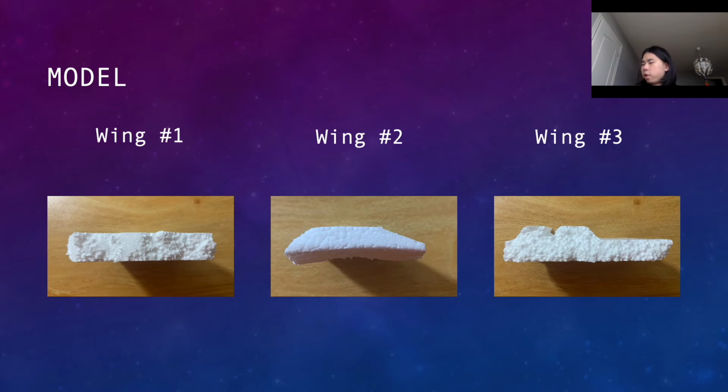Honestly, this thing I'm making is more of an experiment than a model. I used this styrofoam to sculpt various wing shapes, and by putting them on a sliding structure, they're able to move when there's airflow. So I have here 3 wing types. Number 1 is a flat wing. It should not be able to generate lift.